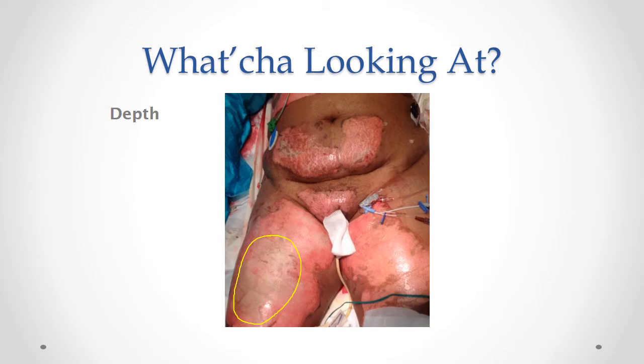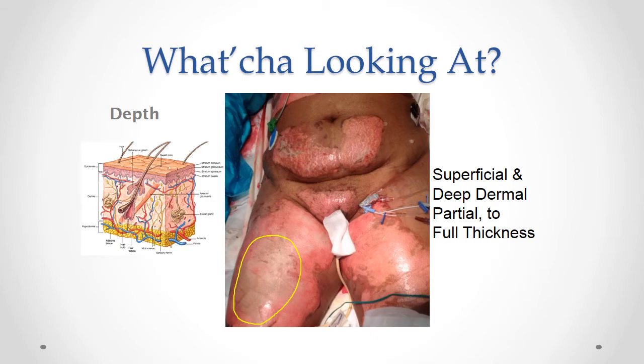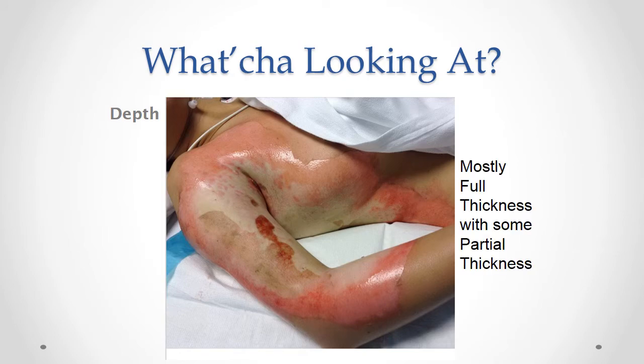Everything has been damaged. We still got some shiny areas, so we know we're in superficial dermal areas there, and then where it's a little drier but not quite as leathery, we've got the deep dermal. So this one goes superficial and deep dermal partial thickness to full thickness. And if we were to look at it from a skin diagram, basically what is happening here is the heat has pretty much penetrated all layers of that skin and killed everything from the top all the way down to the bottom. Again, this is a full thickness with some areas of partial thickness.